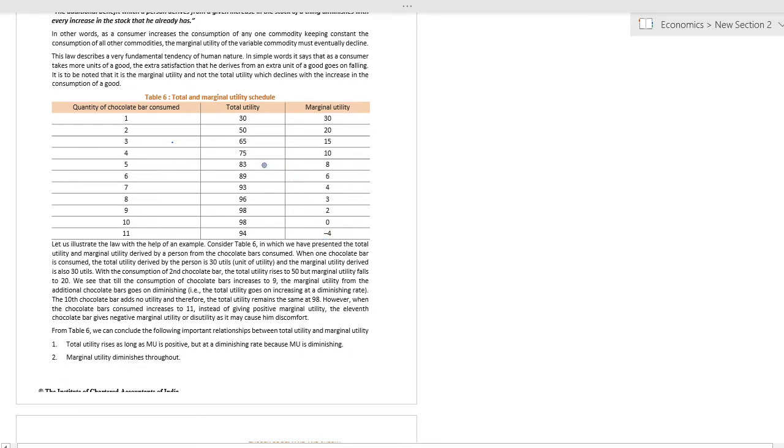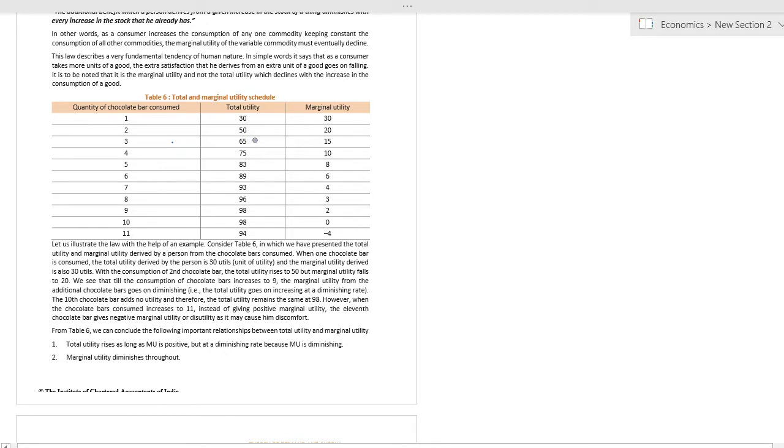So as you keep on consuming, your utility will go down. So this is nothing but marginal utility. The marginal utility is defined as the additional utility you got by consuming an additional unit. Here the additional utility that we got by consuming the second chocolate is 20. The third chocolate gave the utility of 15. The fourth chocolate gave the utility of 10. This is nothing but the marginal utility.